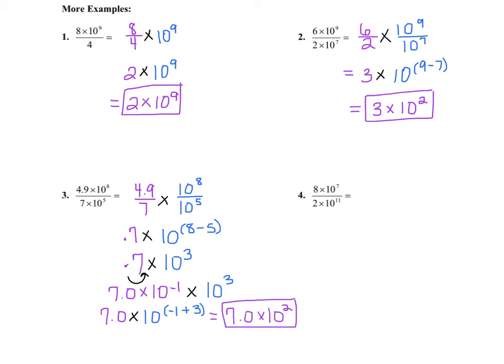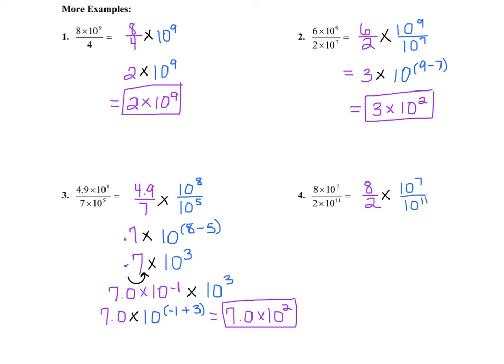Let's look at number 4. 8 times 10 to the 7th divided by 2 times 10 to the 11th. So let's break it up. We have 8 divided by 2 times 10 to the 7th over 10 to the 11th.